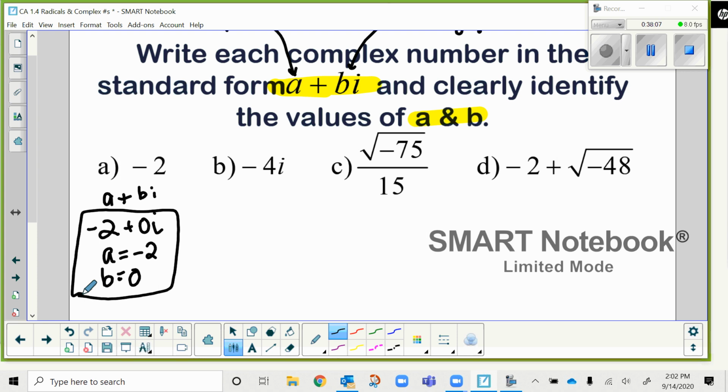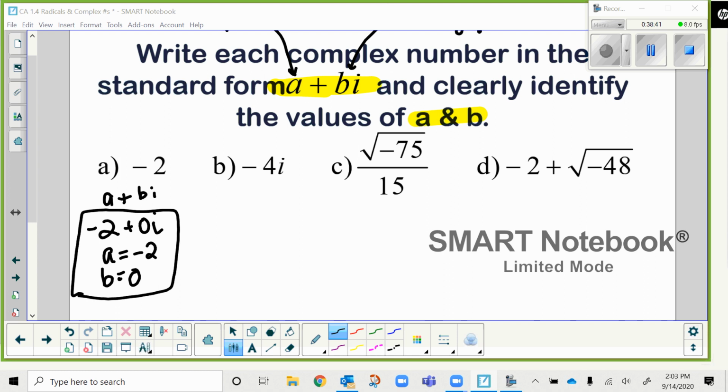Now look at the B example. Thumbs up if that has an i, thumbs down if it does not. Does that have an i in it? Absolutely. That is an imaginary number. How many real parts does that number have? Show me with your fingers. How many real parts does it have? Perfect. None, right? None. So you probably see where I'm going with this. This is the opposite of the other one.